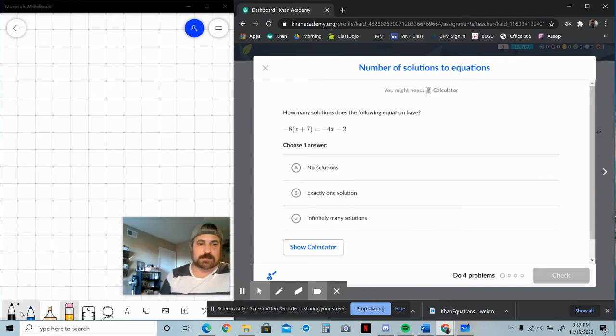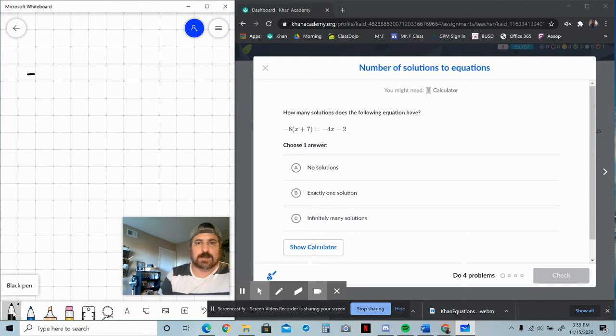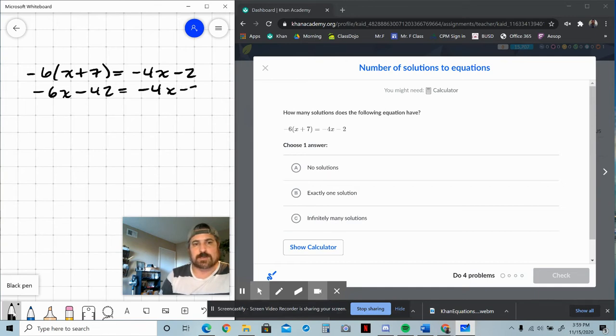Okay, so let's just see what happens here. So this is going to be negative 6 times x plus 7 is equal to negative 4x minus 2. Well, this is going to be negative 6x minus 42 is equal to negative 4x minus 2, because all we did is we just distributed that negative 6 through the parentheses, right? And the first thing I'm noticing is that when I try to bring all the variables to one side, they're not going to go away.